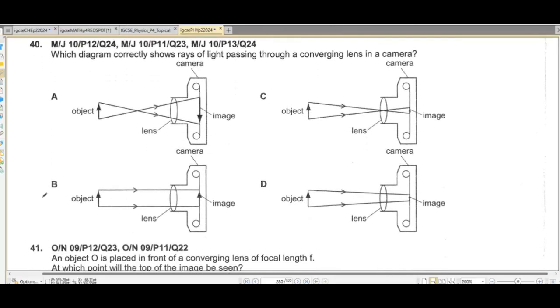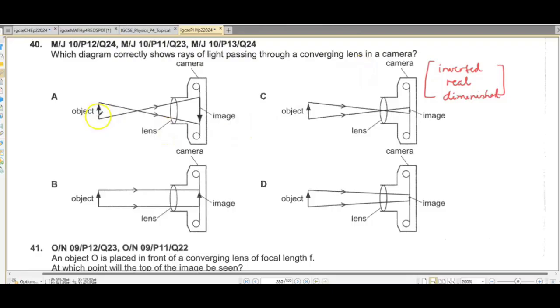Question number 40. Which diagram correctly shows rays of light passing through a converging lens in a camera? Whenever the camera is being used, the image formed is going to be inverted. Obviously, it's formed on the film, so it's going to be real, and it's diminished, smaller than the object. So we are going to look for these 3 things in order to see which ray diagram correctly shows the light passing through a converging lens in the camera.